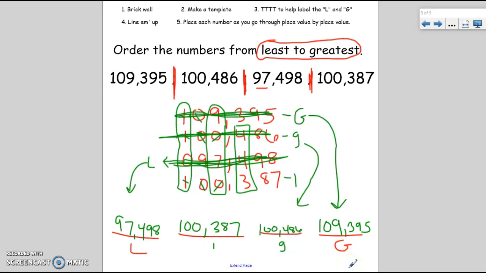So, boys and girls, these are some examples of how to order 4 numbers. What I'd like you to do is I want you to click on the next video. It's called How To, and it's going to tell you how to do the very next activity. Enjoy.